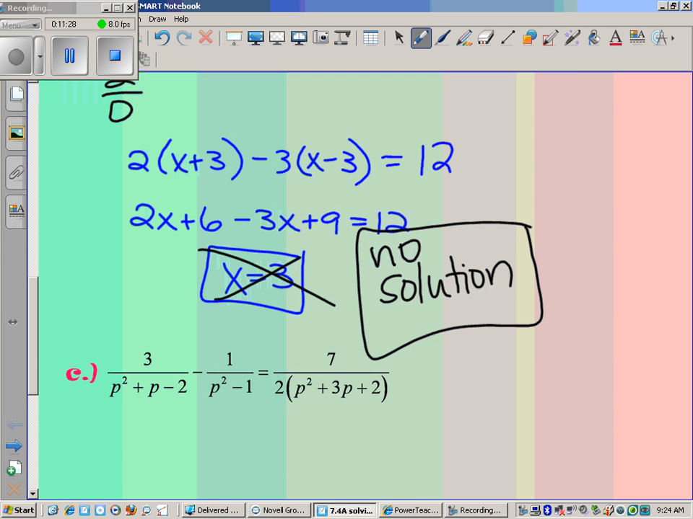Is it always going to be like that when it's an x minus something and then an x plus something else? No, not necessarily.